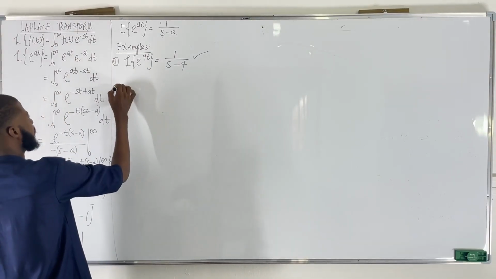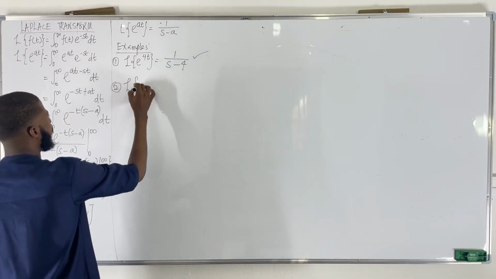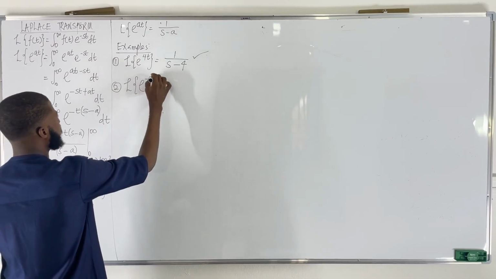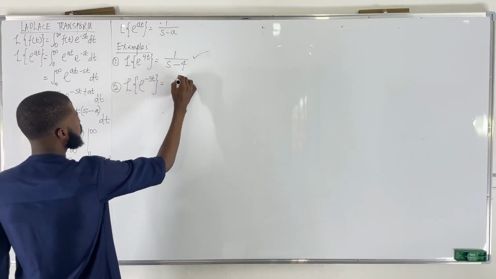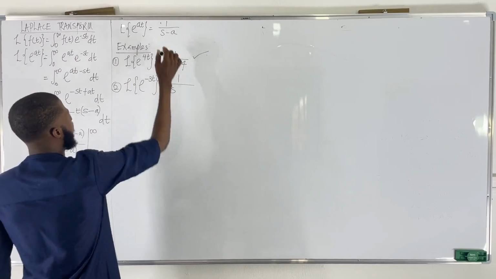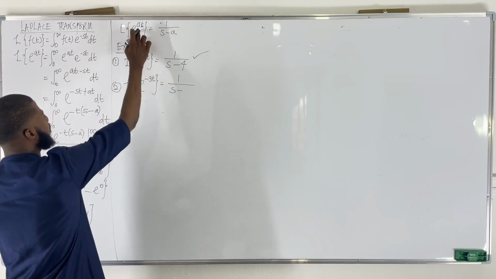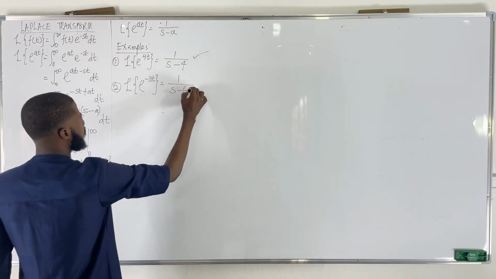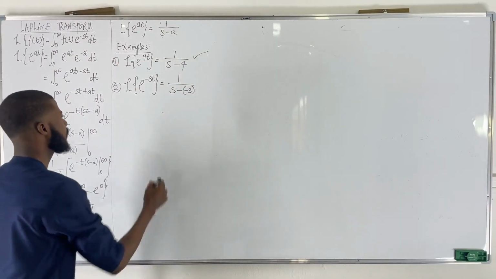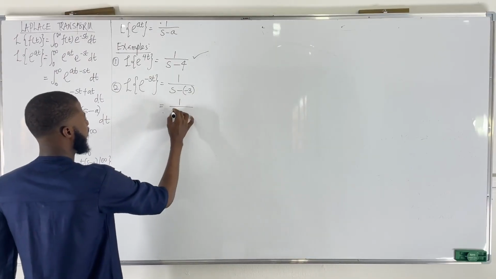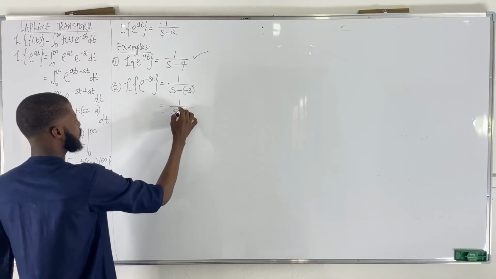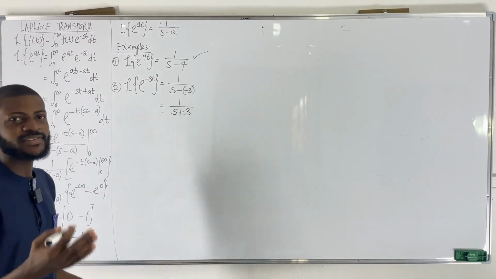Next one, number 2. The Laplace transform of e to negative 3t. So this will be 1 over s minus, what is a in this case? The value of a in this case is minus 3. So this will become 1 over s minus minus 3, which is plus. So that would be s plus 3.